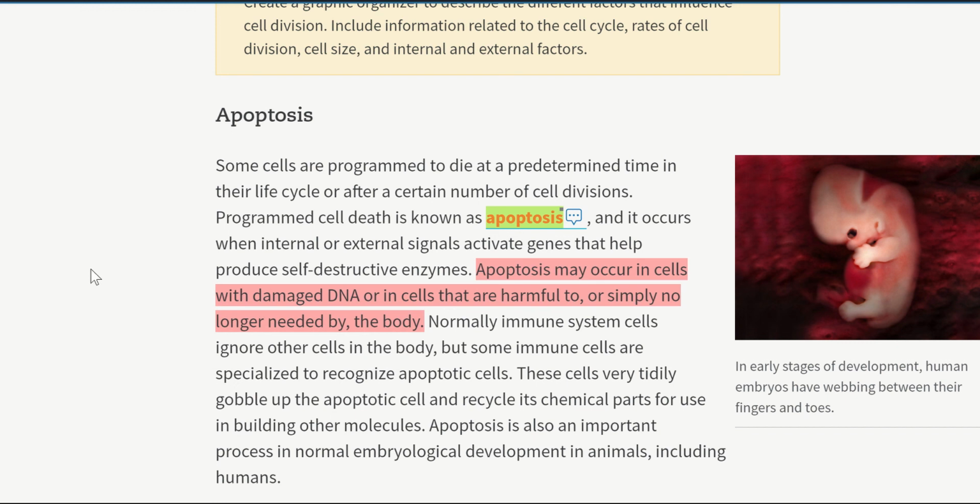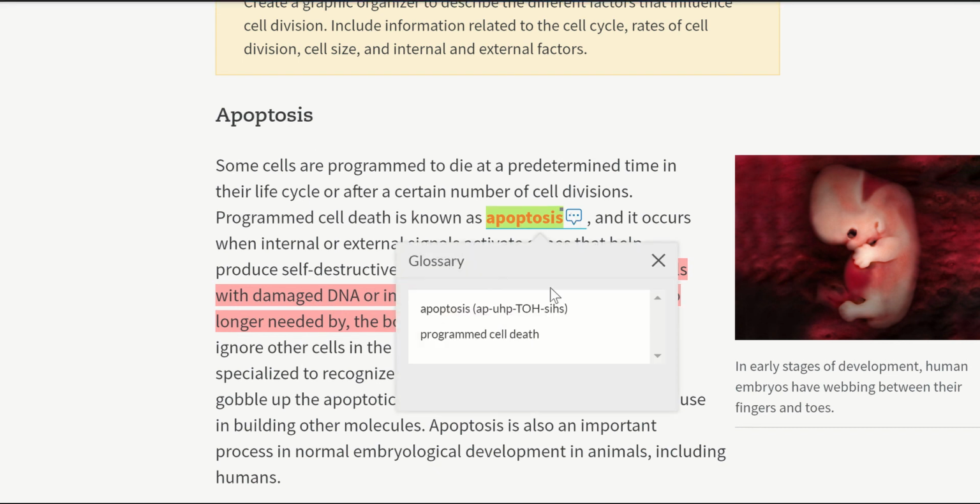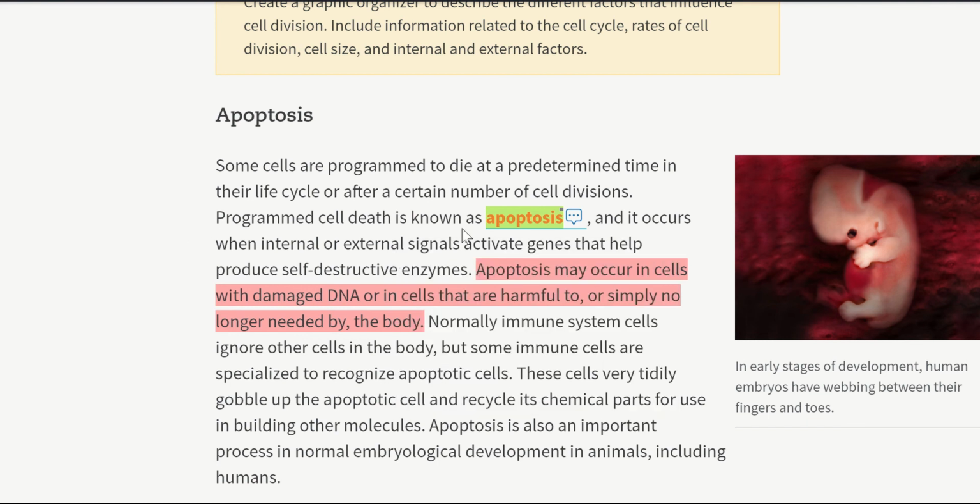Many organisms, whether they're human or other living organisms, are going to go through growth and development. When organisms develop, sometimes they no longer need those old cells, or we're just going to make new cells to replace them. And those cells are going to go through apoptosis, which remember is programmed cell death.